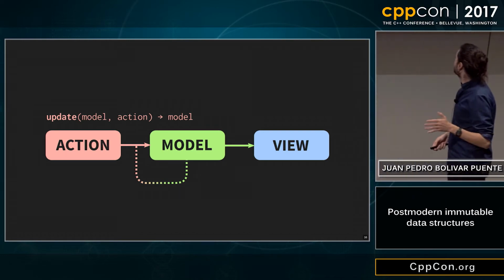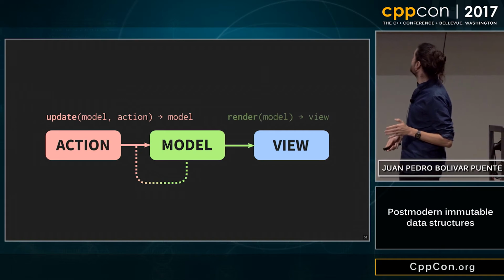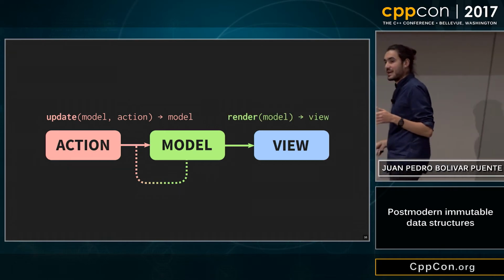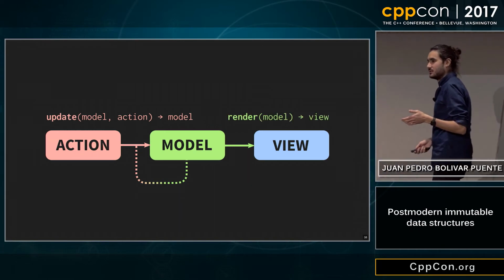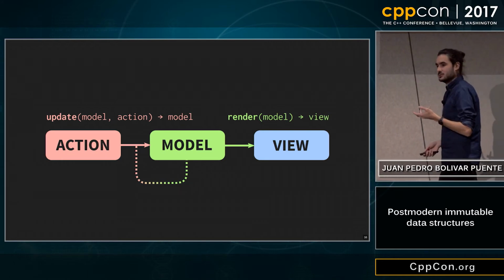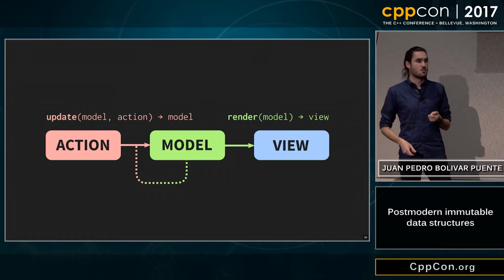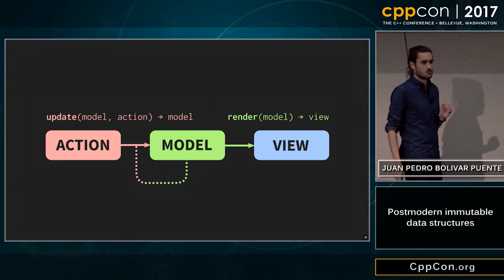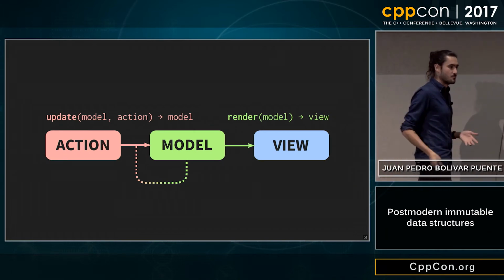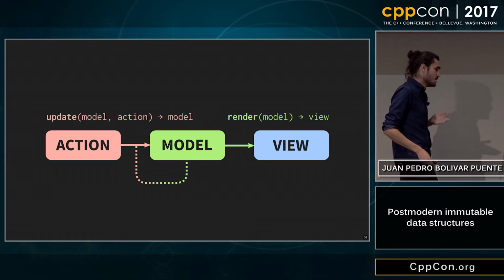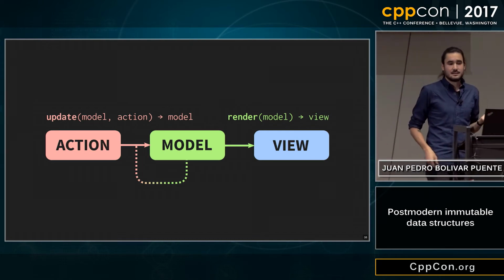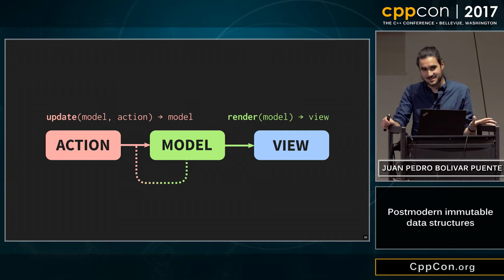Likewise, when we get from the model to the view, you're probably going to have something like a render function, where you take the model as a value, and then you return a new view as a value, right? This is how React.js works, which is a very popular framework on the web. Now, the problem here is that in C++ we don't have React.js, so what do we do?